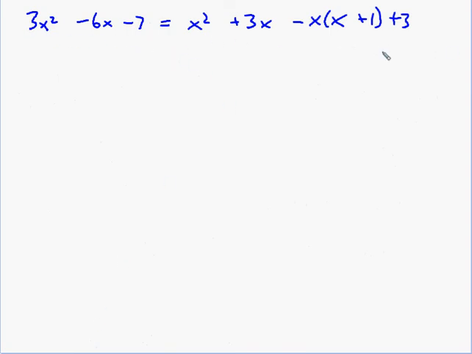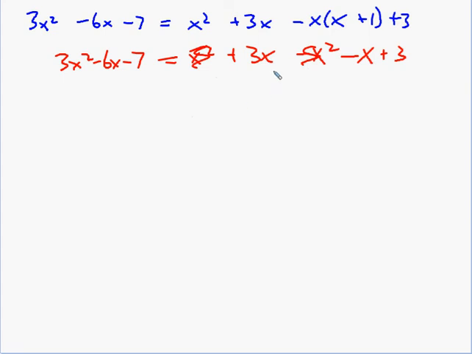Oh, look at all this stuff. Freak out. No, just simplify it. So I can distribute that negative x. And I'll start by combining some like terms. So those cancel each other out. And then I have 2x plus 3.